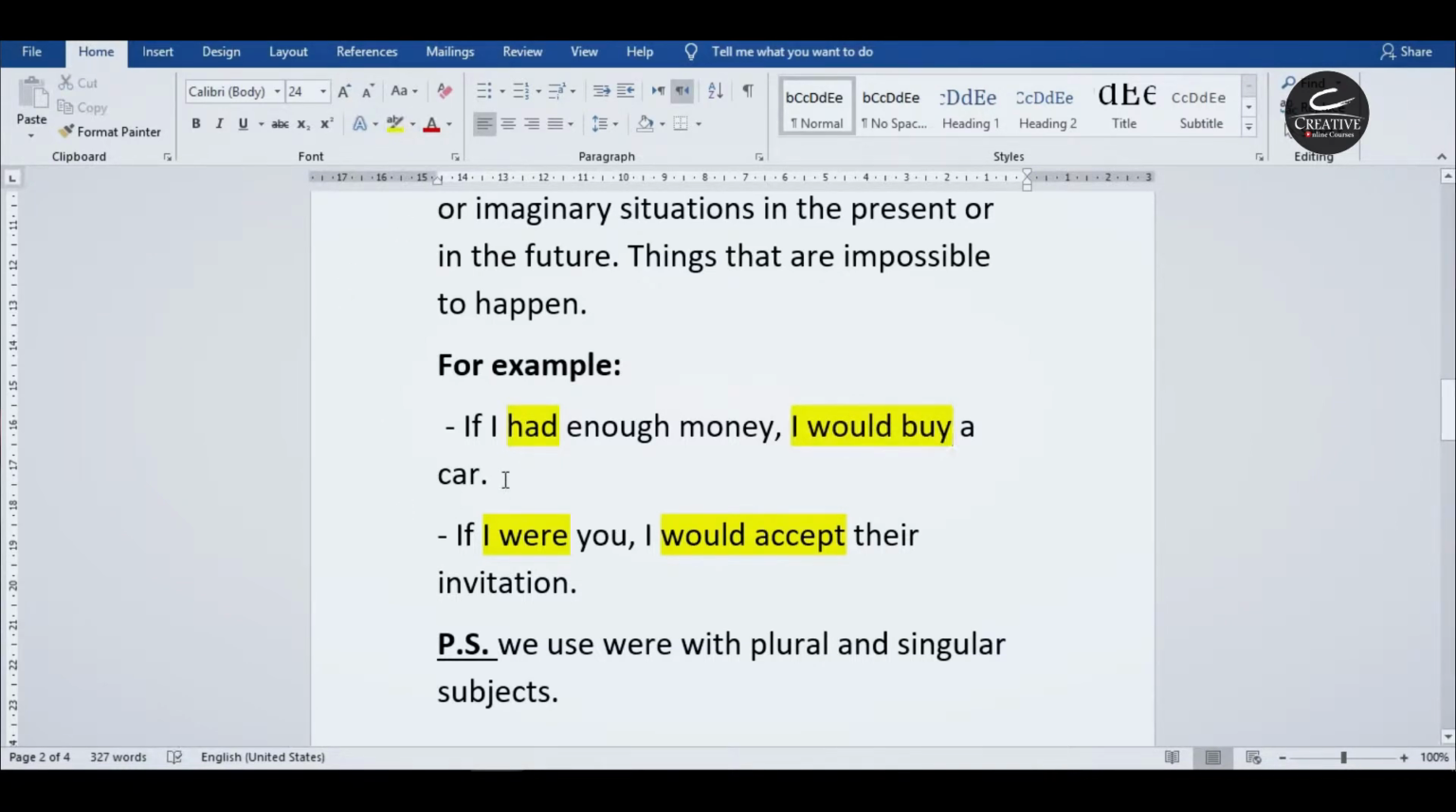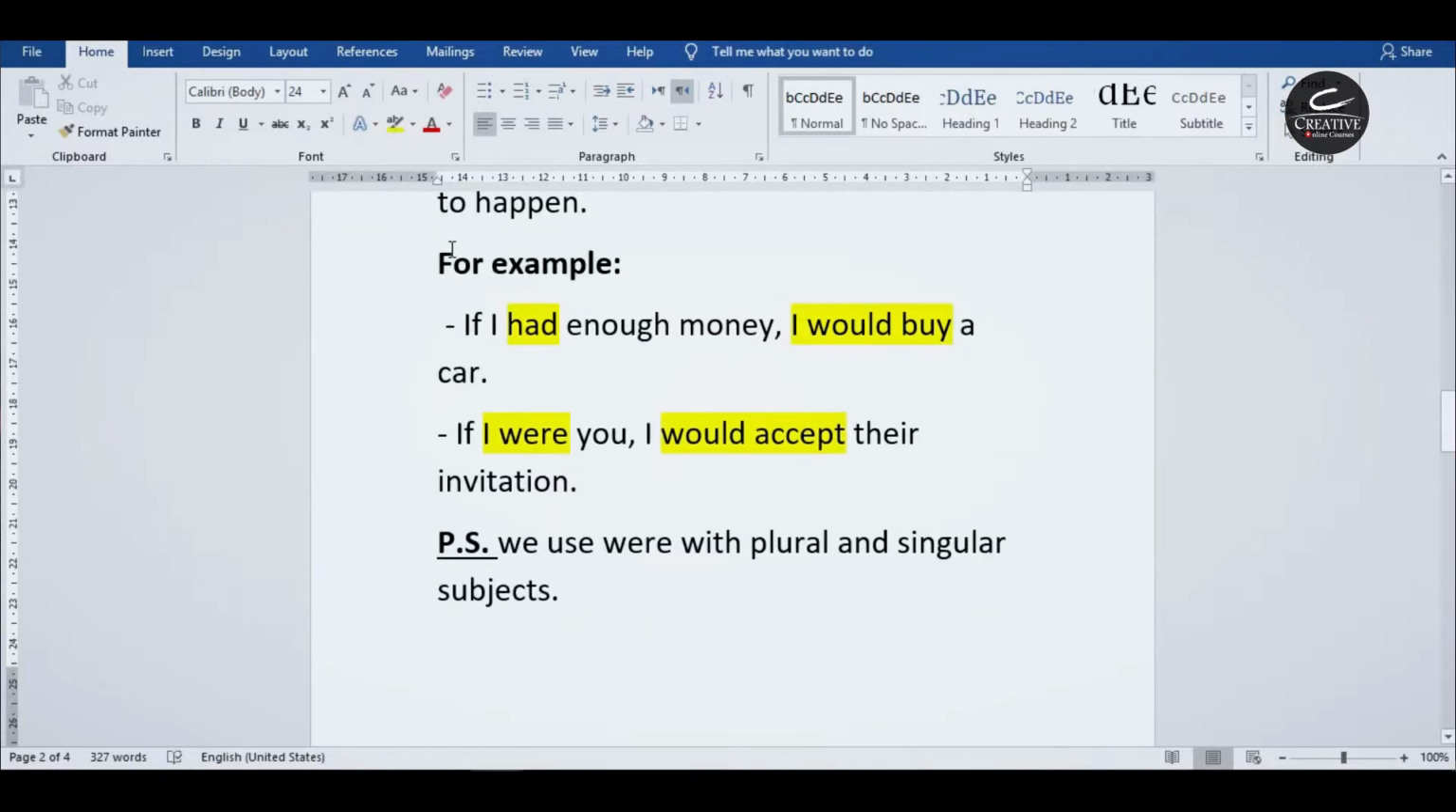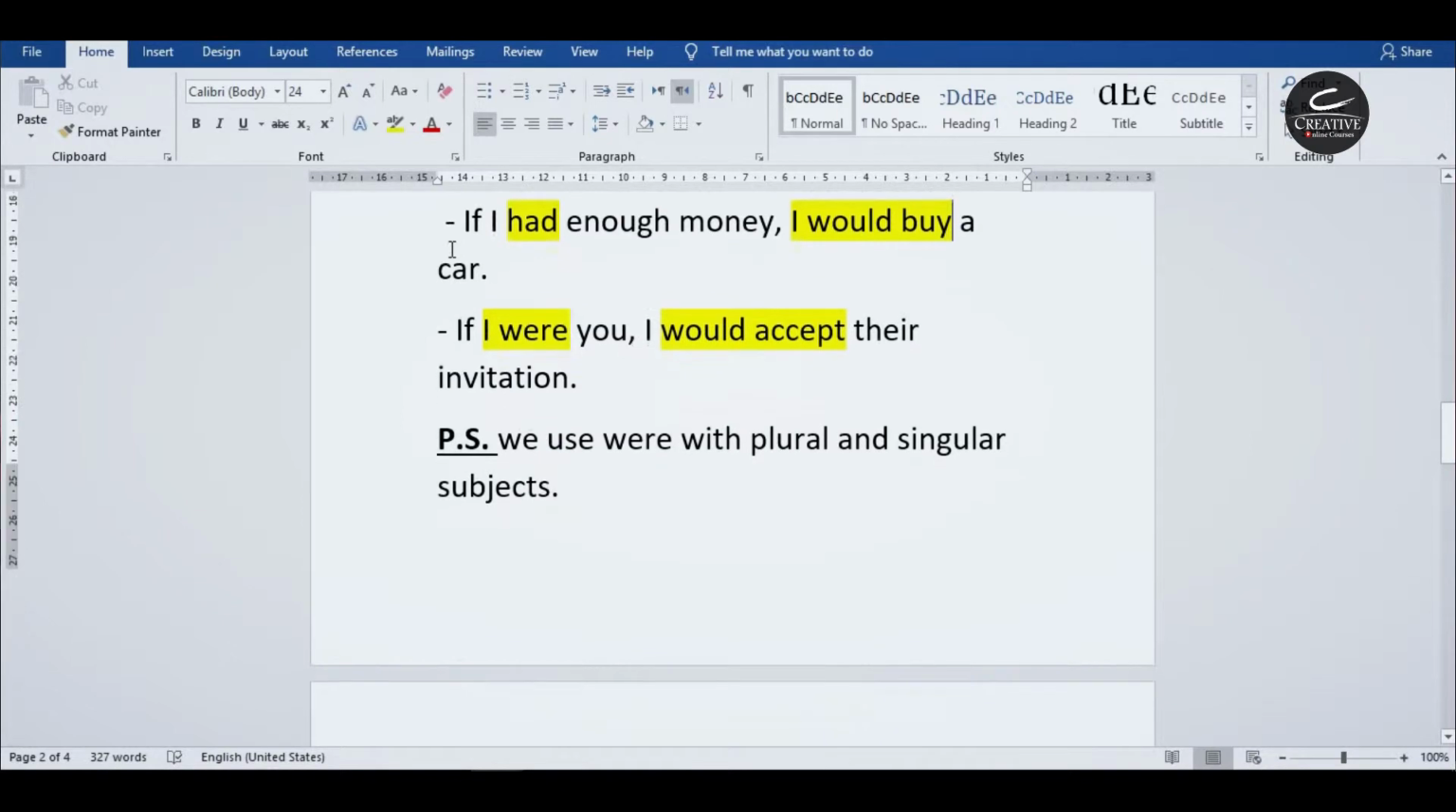Okay, you have to be careful here. In this case, if we're going to use the past tense of the verb to be, we use "were" with all pronouns. We say I were, he were, she were. So we use "were" with both the singular and the plural.